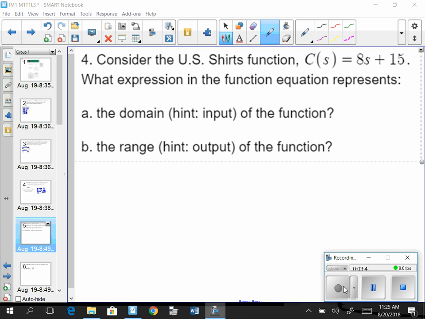In this scenario, we've got a function defined where C is representing the cost of shirts and S is the number of shirts. So input is going to be whatever we need to know first. So you need to know the number of shirts before the cost of the shirts. So the domain is going to be that input, the number of shirts. And then once you know the number of shirts, your output, or your range, is going to be the cost of the shirts.